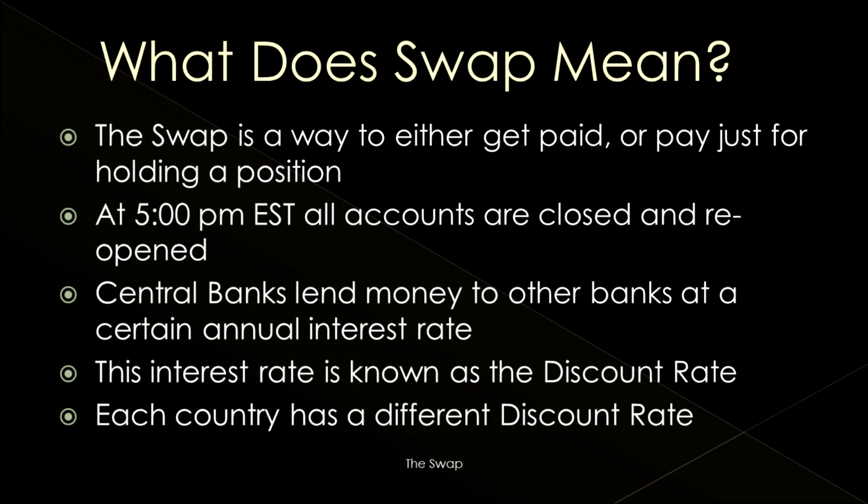Central banks lend money to other banks at a certain annual interest rate. This interest rate is known as a discount rate, and each country has a different discount rate.